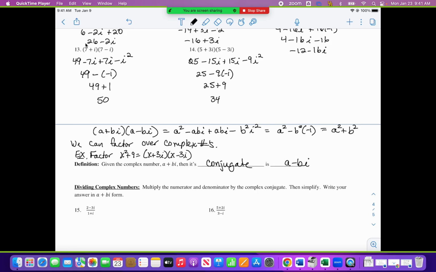So if I have a plus bi, its conjugate is a minus bi. The purpose is to eliminate the i part.